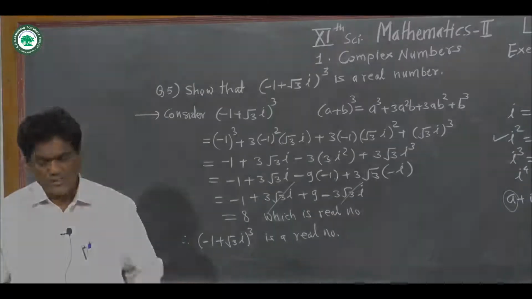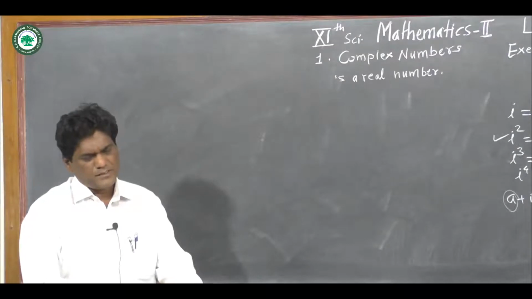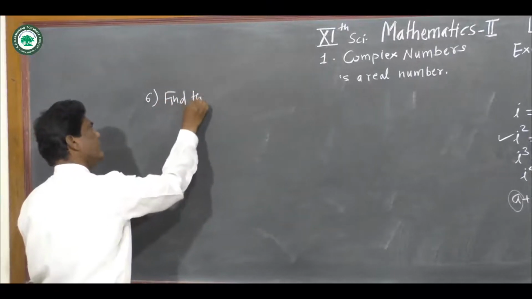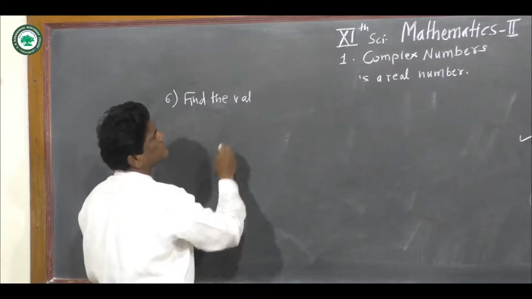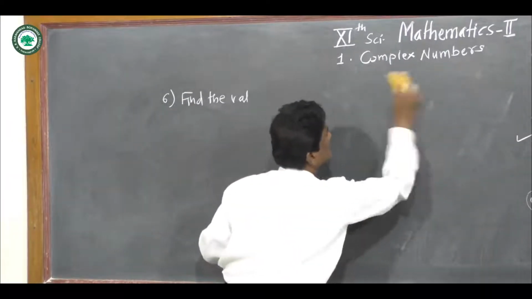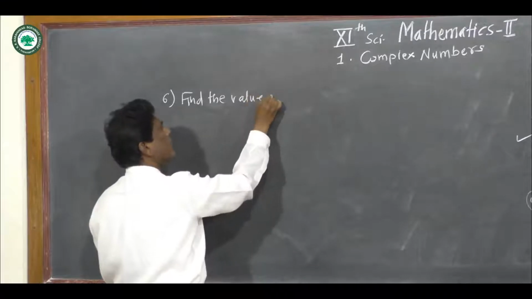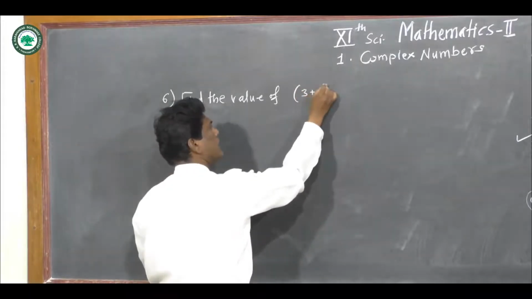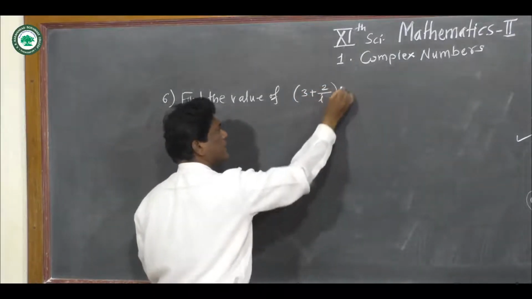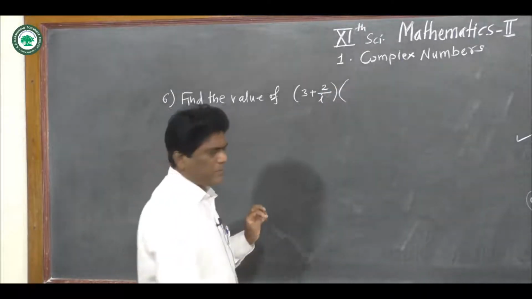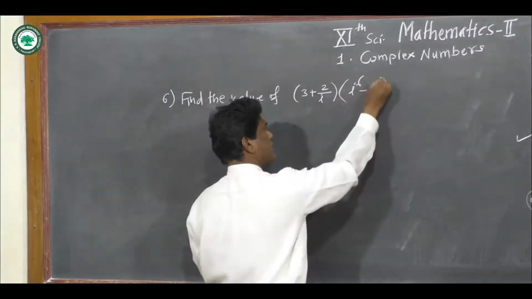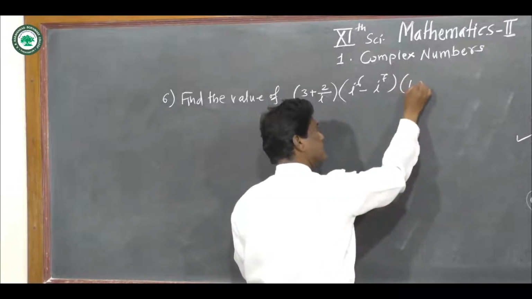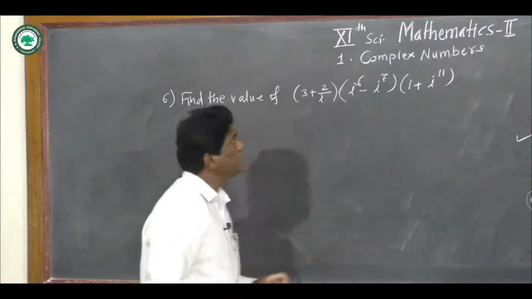Now next, question number 6. Question number 6: find the value of (3 plus 2 upon i) into (i to the power 6 minus i to the power 7) into (1 plus i to the power 11). We have to find the value of this.